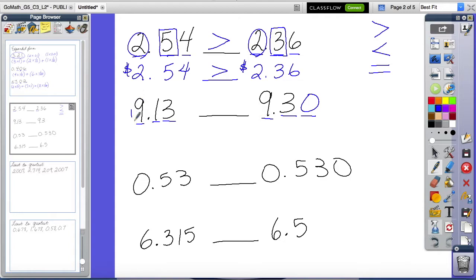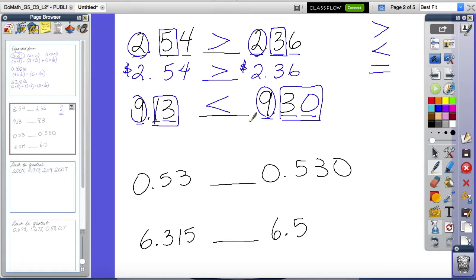They both have a 9 in front of the decimal. But if we look behind the decimal, this one is 13 hundredths. This one is 30 hundredths. 30 is more than 13, sorry. So this time we need the less than sign.